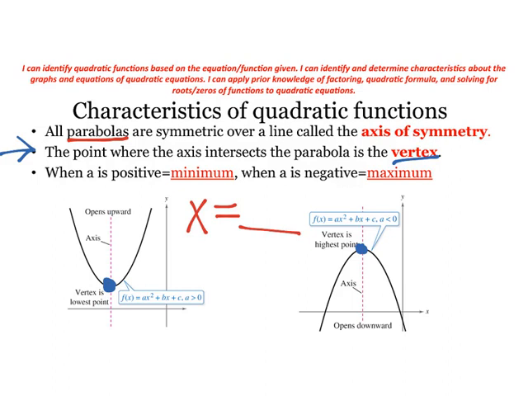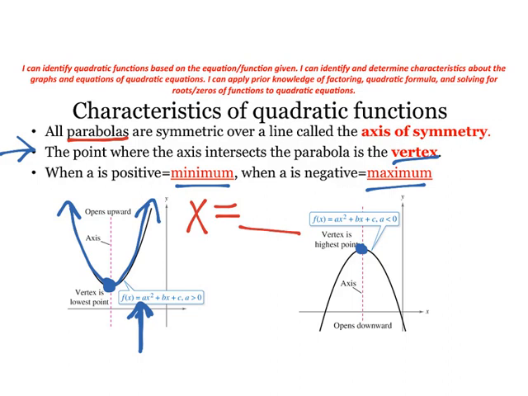Okay? Your vertex will either be the minimum point on your graph, or it will be the maximum point on your graph. When your parabola is opening up, aka when your leading coefficient is a number greater than 0, so it's a positive value, 1, 2, 5, 25. When your leading coefficient, when that a term is positive, your graph is always going to open up, which means your vertex will always be the lowest point or the minimum.